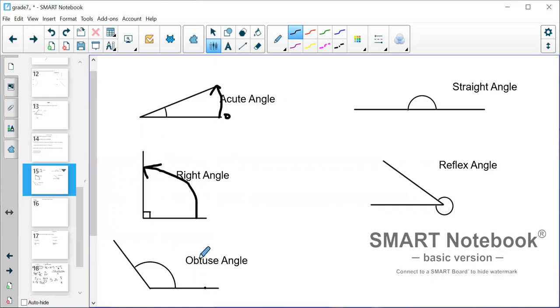Obtuse angle increases and it gets wider, all right? The space gets more than that of a right angle. Straight angle, it gets more than that of an obtuse angle. So this goes all the way back to 0 degrees or 180 degrees. All right. And the reflex angle now that gets so big that it overlaps. Right? It overlaps and you have this angle here, right? It is greater than 180, but less than 360.